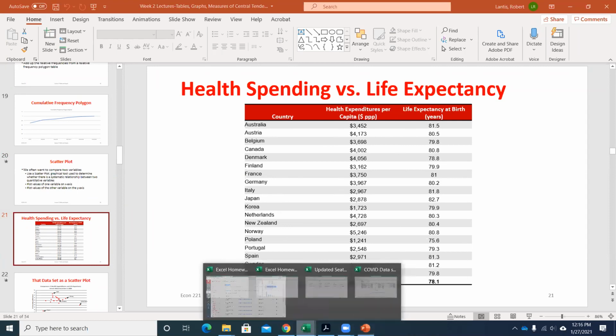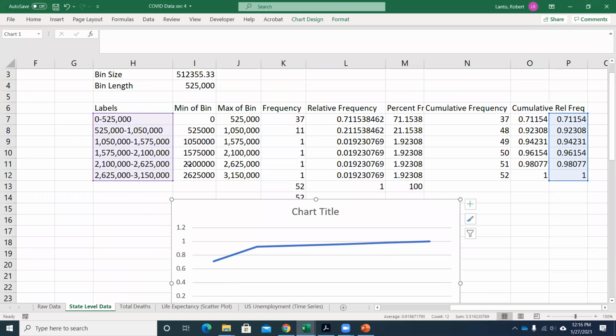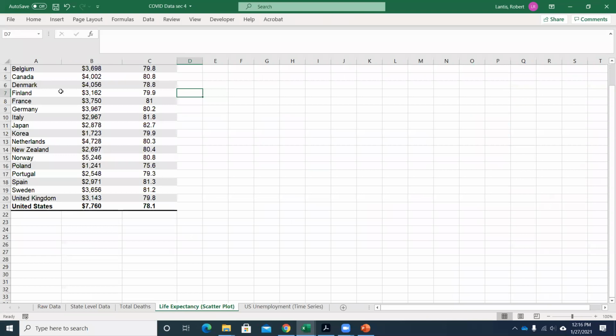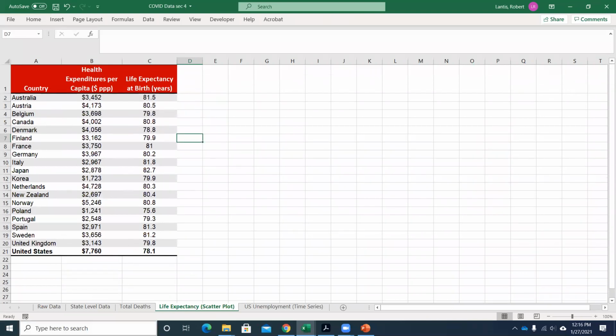Okay, so I just copy and pasted this into that COVID data blank file, as we've been working on it, I've been saving it, and I'll post the completed version after class today that has all this information. So I copy and pasted that data over here in a different sheet, the life expectancy worksheet.